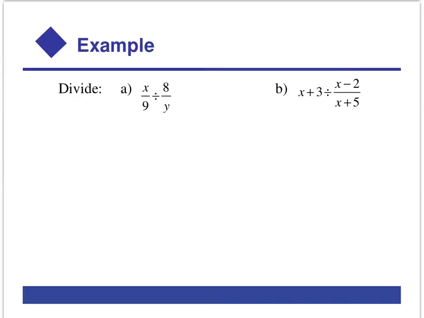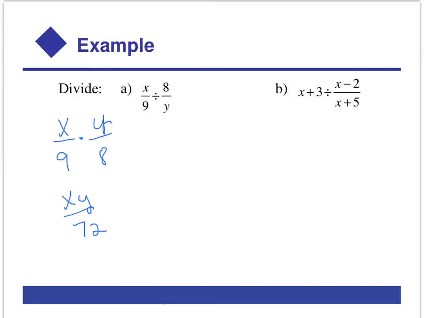So for the first one, we're going to keep, change, and flip. The first one is the same, x over 9. Change the operation to multiplication, and then we flip it and get y over 8. And then we're just going to do normal multiplication. So this becomes xy over 72, and you're complete.